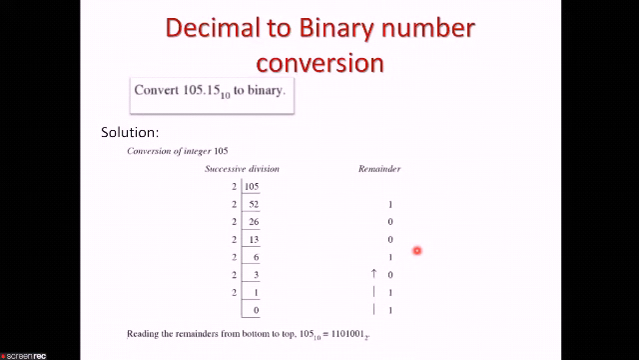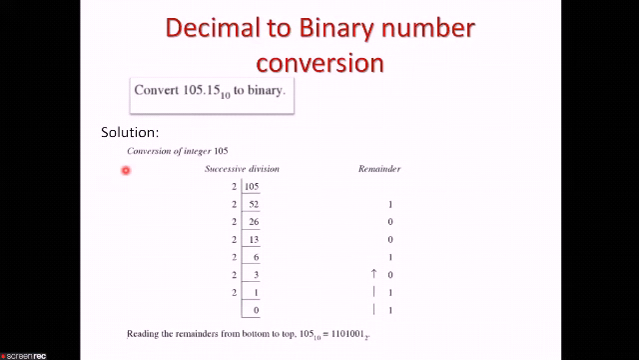Next is convert 105.15 to the base 10 to binary. That is, we have to convert this mixed number. This is a mixed number. It contains an integer and a fraction. So for converting this, we first convert the integer 105. After that, we go for the 0.15 fraction. And after finding the results of 105 and 0.15, we will write them together.